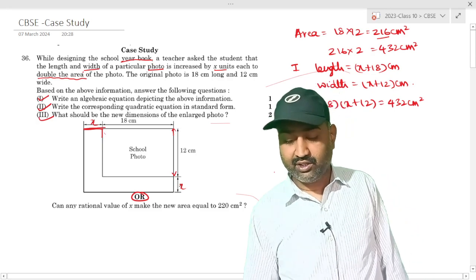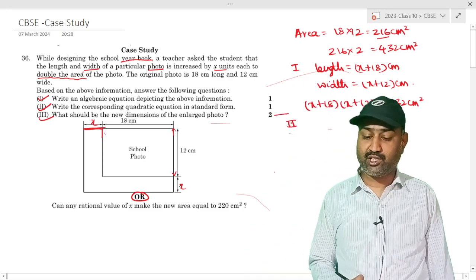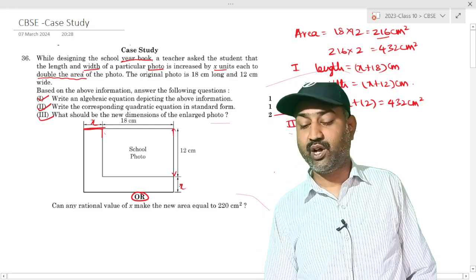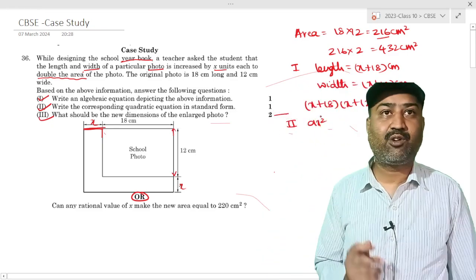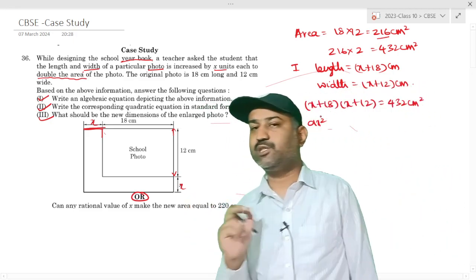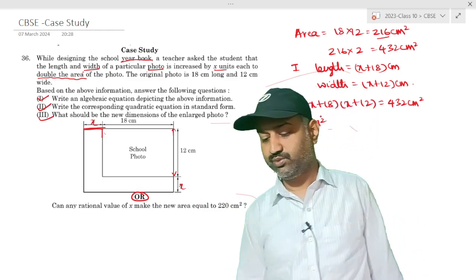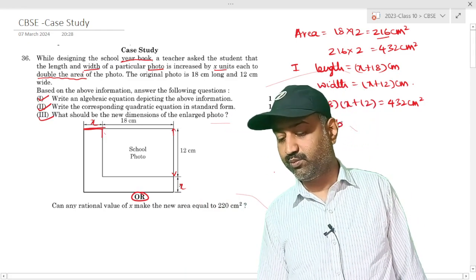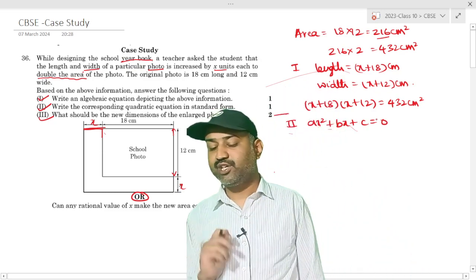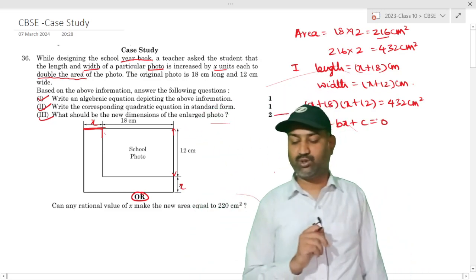The next question: we have to write the corresponding standard quadratic equation. The standard equation is what? The standard quadratic equation is ax square plus bx plus c is equal to 0.